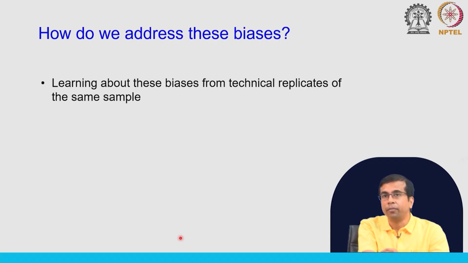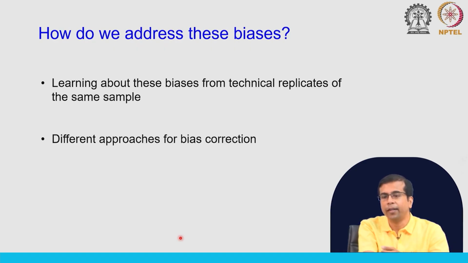We can learn about these biases from technical replicates of the same sample. We use two terms, one is technical replicates, another is biological replicates. Technical replicates means you are doing the same experiment with the same sample multiple times, and this will help us understand. If you see variation in read data across these technical replicates, you can say, okay, these are the different types of biases that we see, and we can model these kinds of biases.